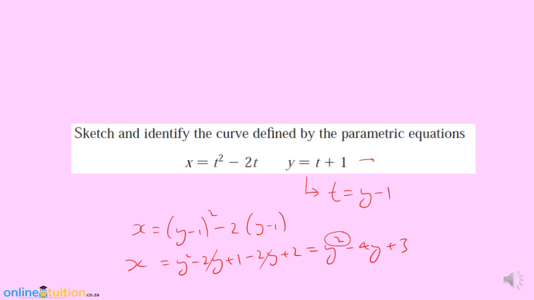So for example, if I choose t equal to 0, then what is y? y would be 0 plus 1, which is 1. The corresponding x value would be 0. So at t equal to 0, x is 0, y is 1. And you continue choosing these values, and you will generate a curve. So let's see what that curve looks like.